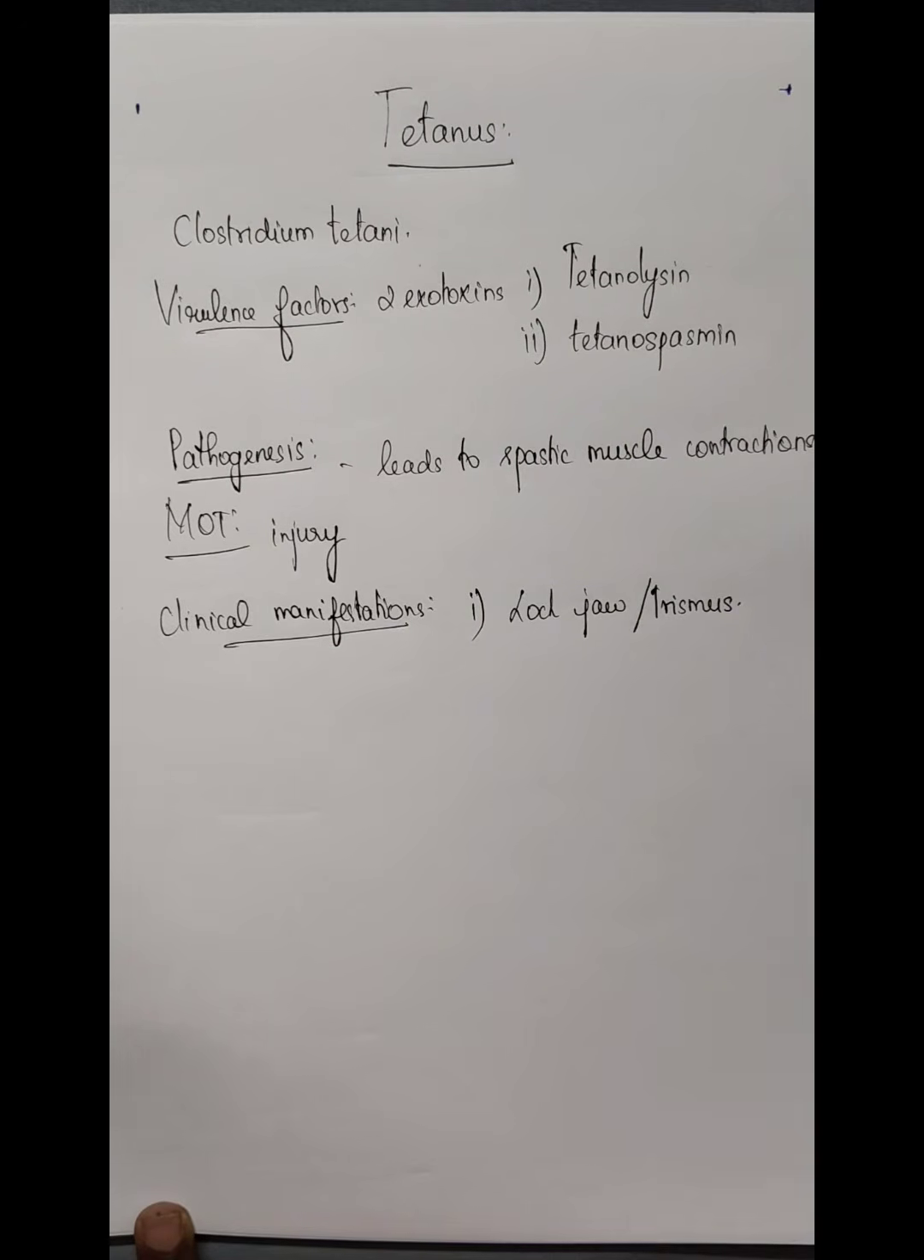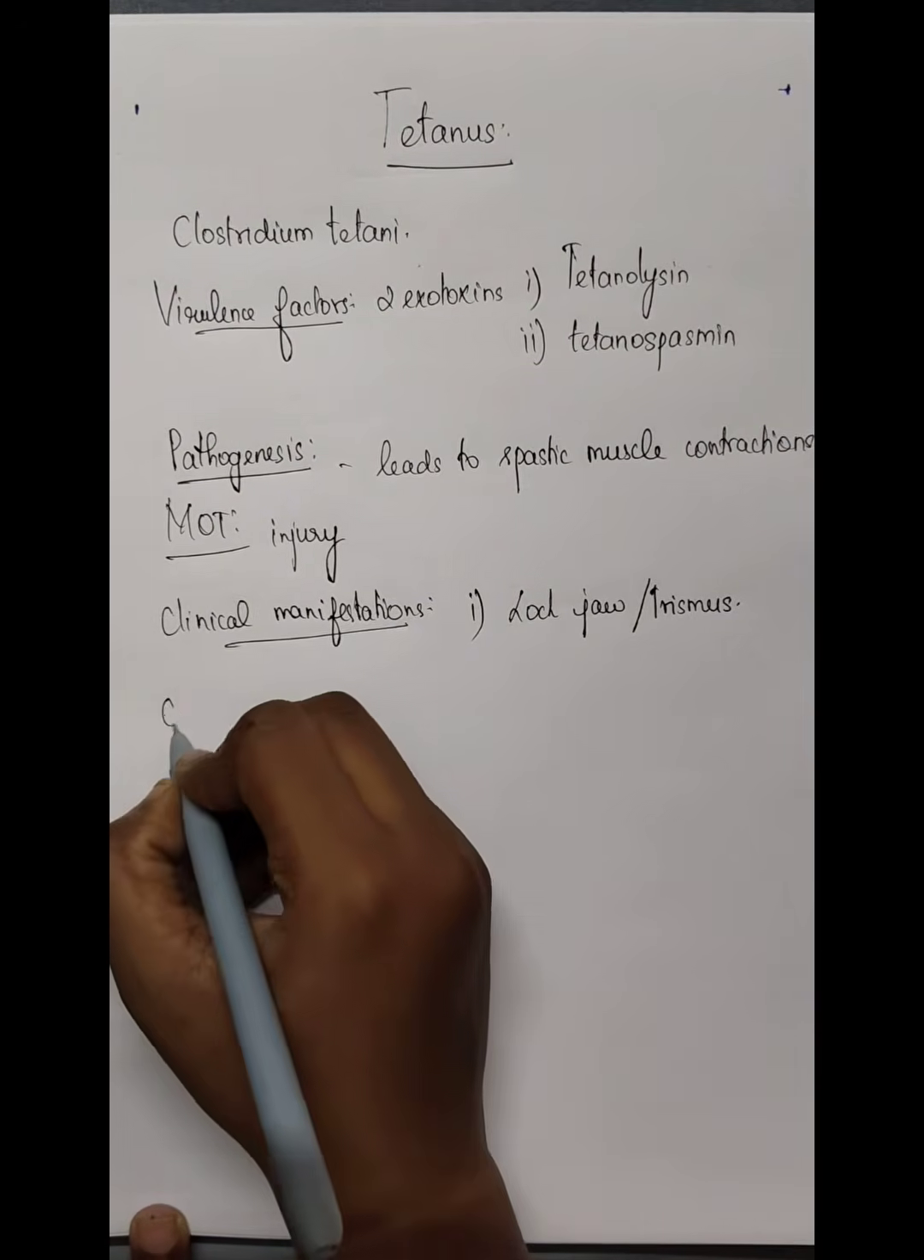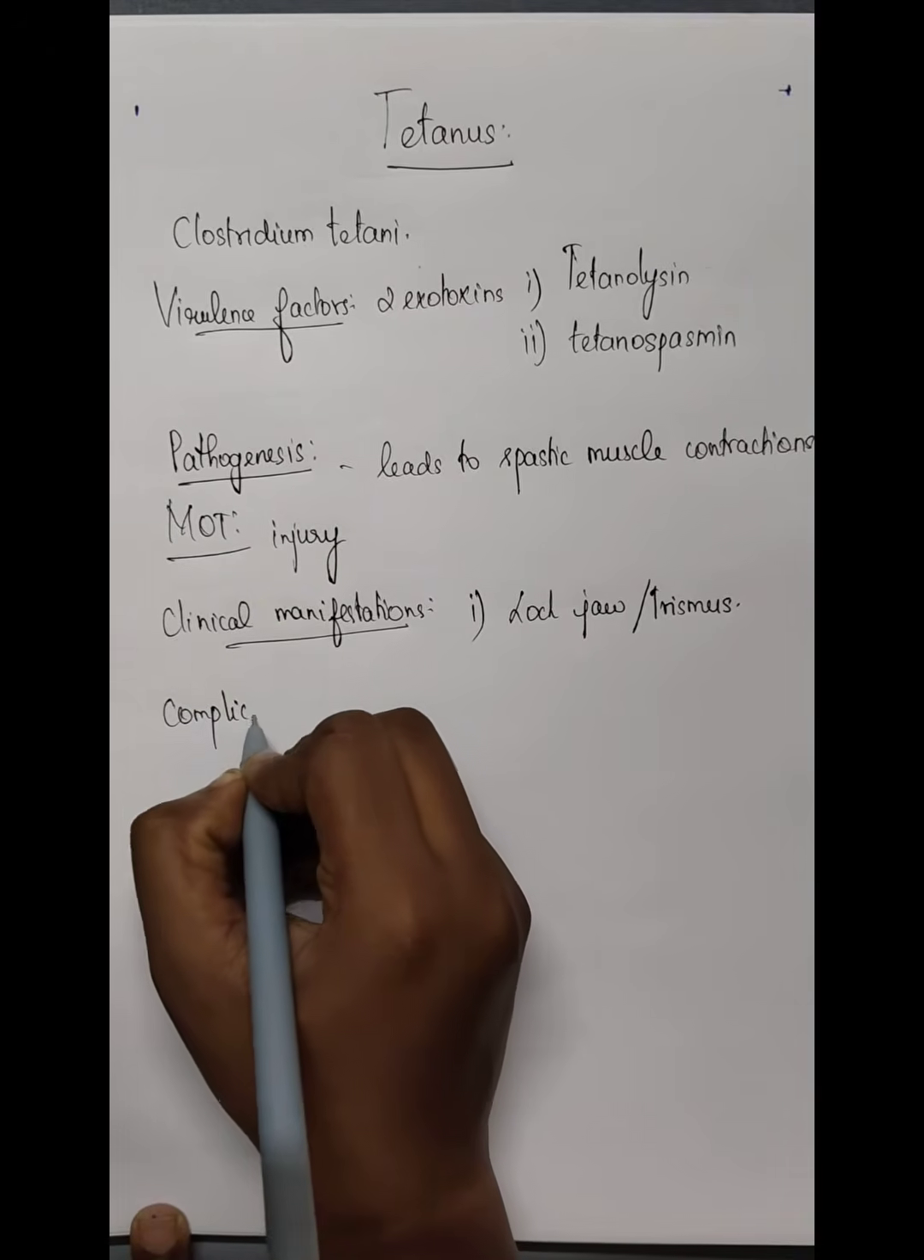Deep tendon reflexes will be exaggerated. Hands and feet will be spastic. Autonomic disturbances are seen. That is tachycardia, intestinal stasis, sweating, increased tracheal secretions, acute renal failure too. Now let's see the complications.